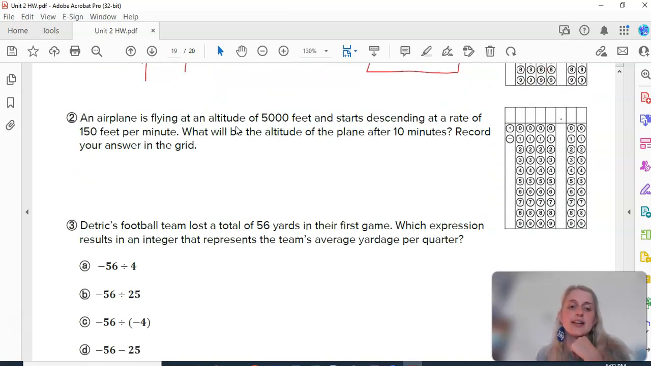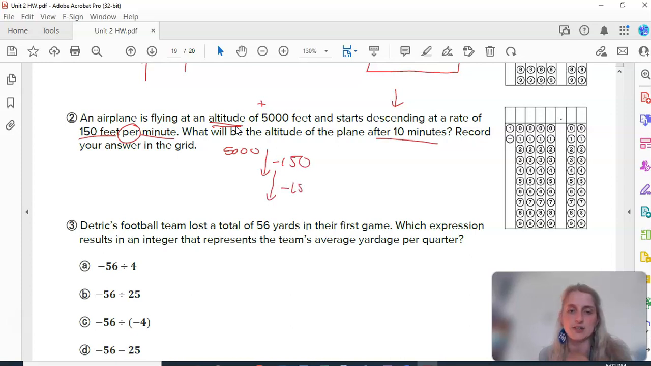An airplane is flying at an altitude, that means the height that it is off the ground above sea level, of 5,000 feet. That's positive because it's flying. And it starts descending, going down, at a rate of 150 feet for every minute. What will be the altitude of the plane after 10 minutes? So here it is at 5,000 feet. It goes down 1 minute, down 150.